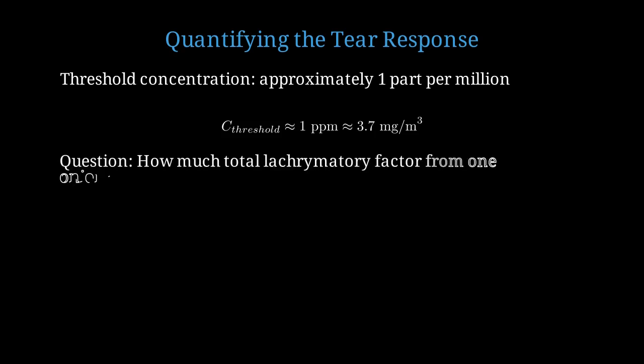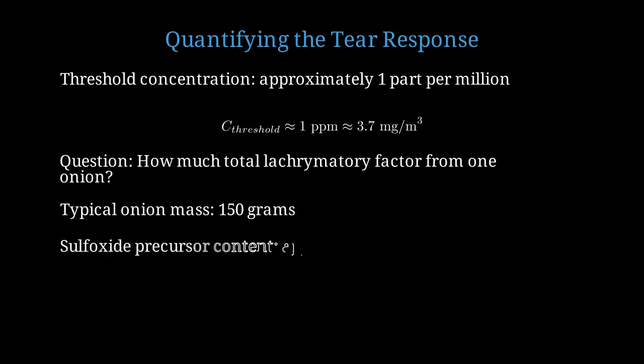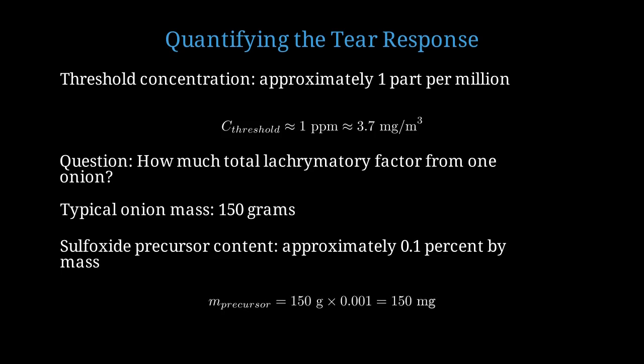How much total lacrimatory factor can one onion produce? Let's estimate this. A medium onion has a mass of about 150 grams. The sulfur-oxide precursor content is roughly 0.1% by mass. That's 150 milligrams per onion. Mass of precursor equals 150 grams times 0.001, which equals 150 milligrams.